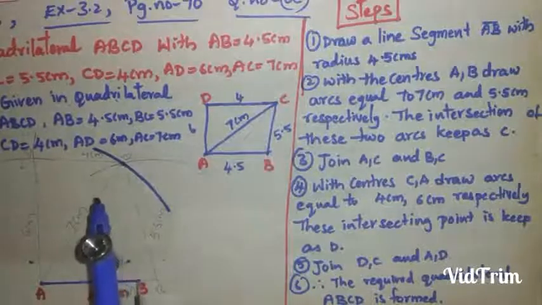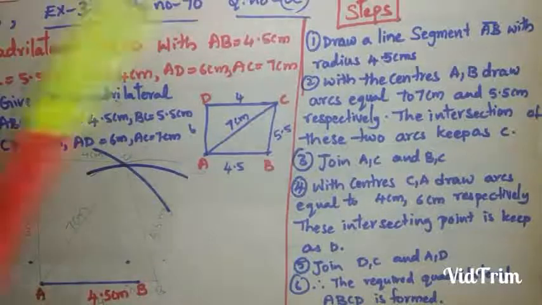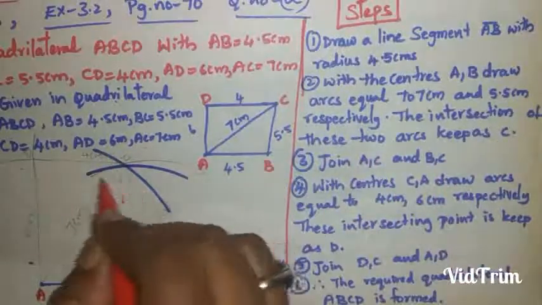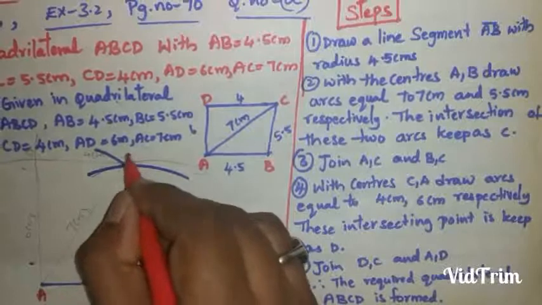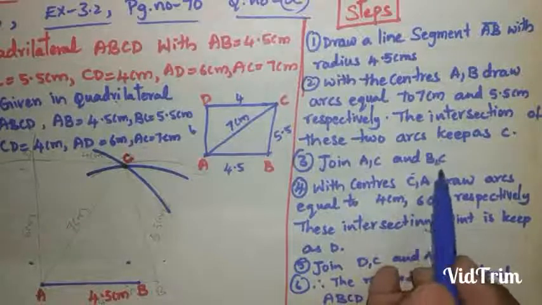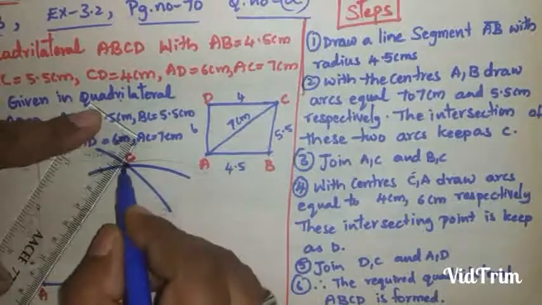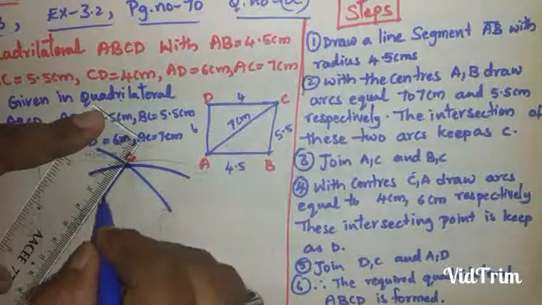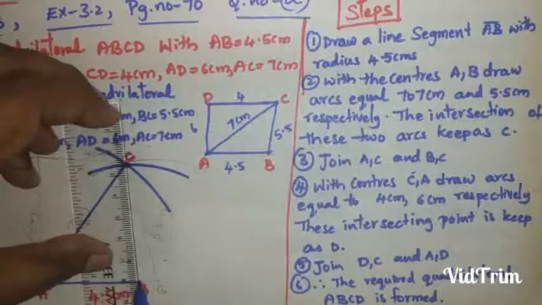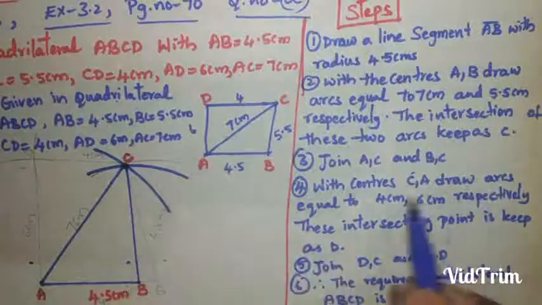Now from B, draw a 5.5 centimeter arc. These two arcs meet at one point. That point is C. Now let us join AC and BC. I am going to join A to C. This is the exact point. Keep the concentration on points and draw a line, A to C. The other one is B to C.